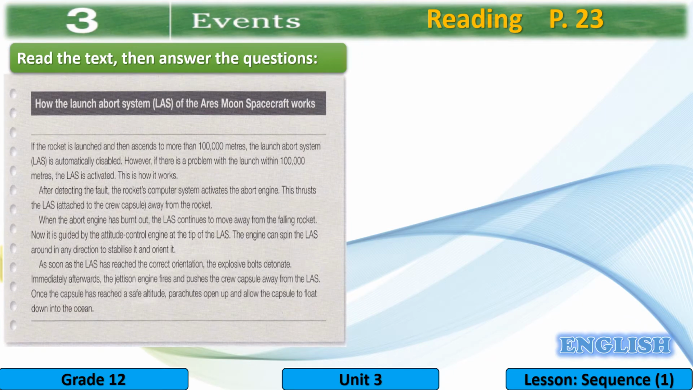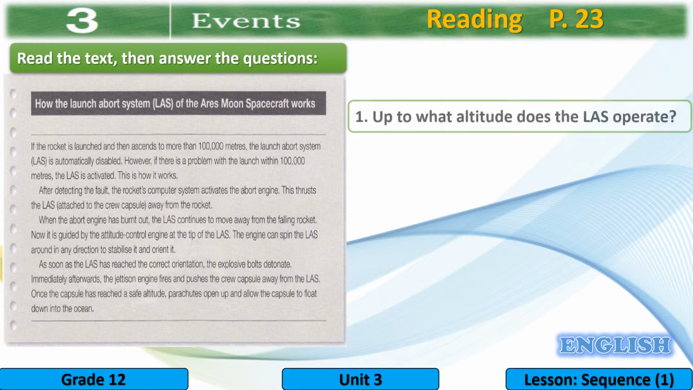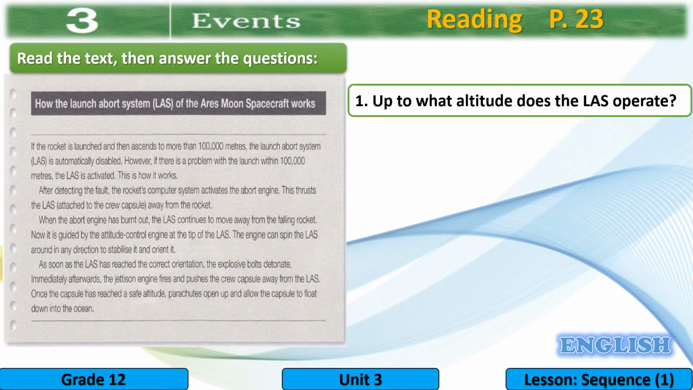Dear students, let's now start from page 23 in your course books. We have the following reading text. What we have to do is to read the text, then answer the following questions. You can pause the video after each question in order to think of the answer. So let's begin. Question number 1. Up to what altitude does the LAS operate?